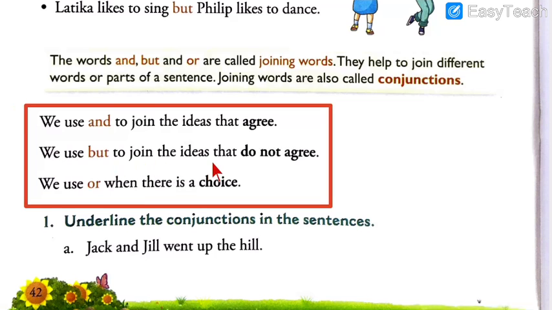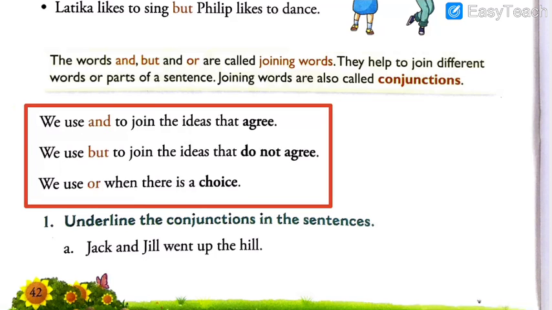We use but to join the ideas that do not agree, which is the opposite of and. You know, when you and your brother or your sister go to a restaurant or any food shop, food court, anywhere, you give the order. Your brother says, I want to eat pasta. You say, but I don't like pasta. I want to eat pizza.